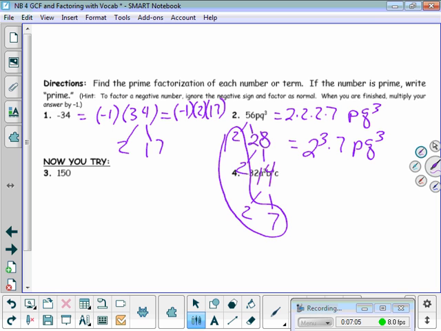Is 25 divisible by 3? No. So then you got to bounce up to the next one, which is not 4. 5. Is 25 divisible by 5? Yes. How many times? 5. Okay. So handy dandy calculator.